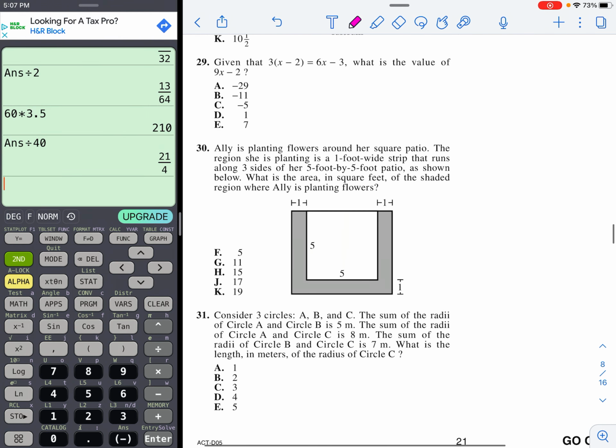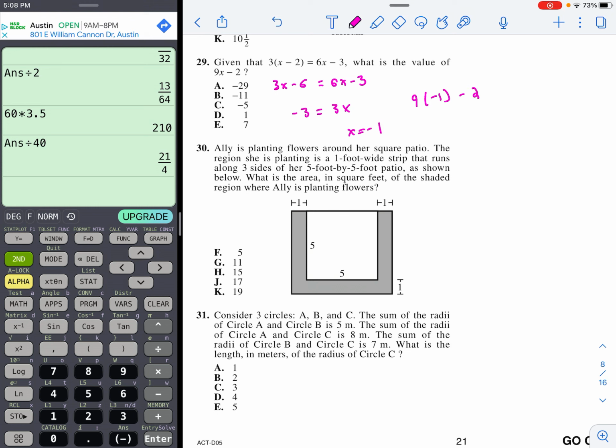Question number 29. Given that 3 times x minus 2 is equal to 6x minus 3, what is the value of 9x minus 2? I looked for a shortcut here, but at the end of the day, it's just easiest to multiply these out. This is 3x minus 6 equals 6x minus 3. So we'd have, add 3 to both sides, -3 is equal to 3x. We have x is equal to -1, so 9 times -1, that's -9, minus 2 would get us -11.